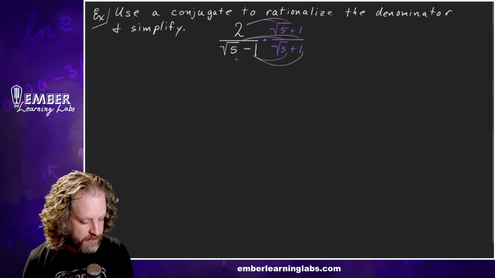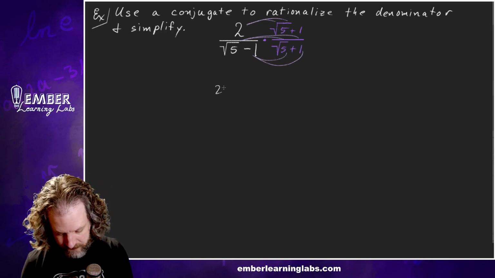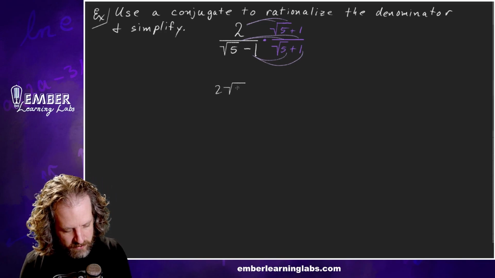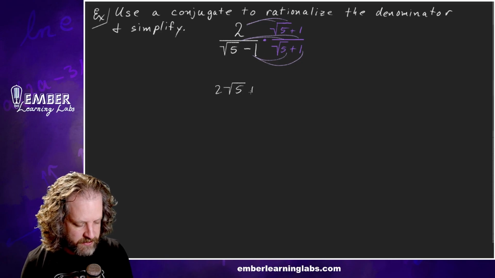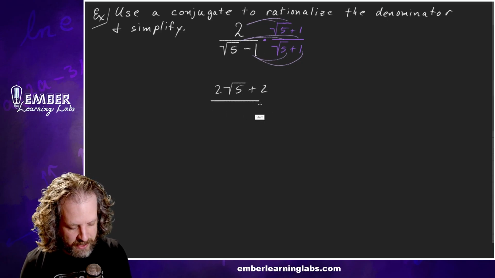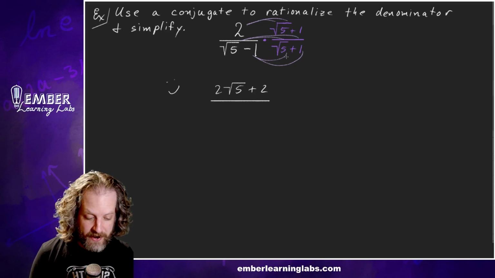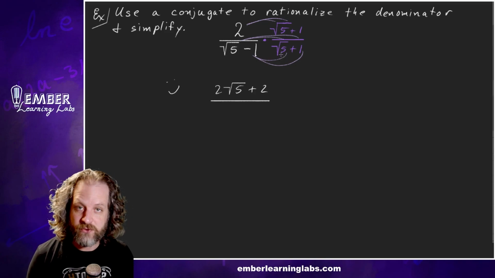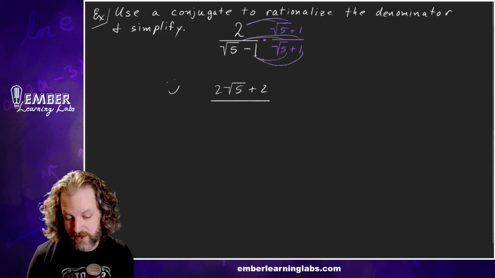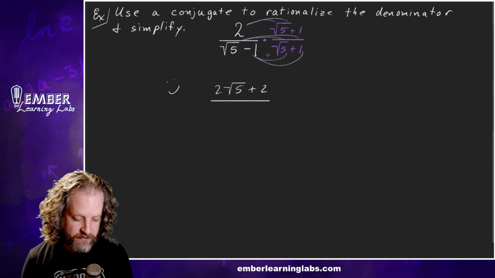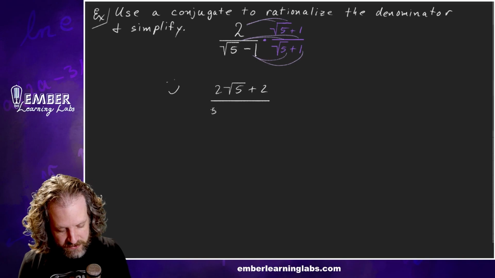So on the top, we got 2 times the square root of 5. And then 2 times 1 is 2. Great. There's the top. Easy peasy. All right. The bottom, we've got the square root of 5 times the square root of 5, which would be the square root of 5 squared, which means the radical cancels, right? Square root of 5 times square root of 5 is just 5.